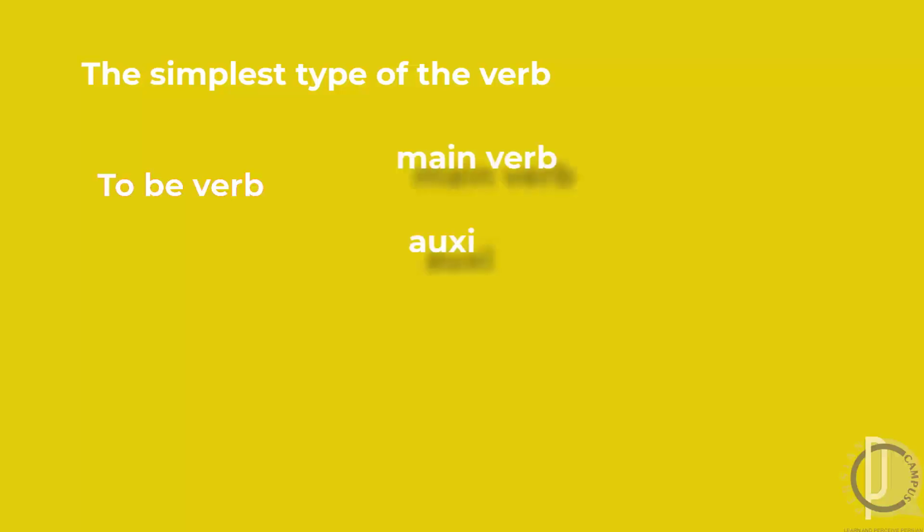Today, we'll work on the simplest type of verb in Persian, which is to-be verbs. Like many other languages, to-be verbs can be either main verbs or auxiliary verbs in Persian. They are different in the present and past tense. The infinitive form is budan.